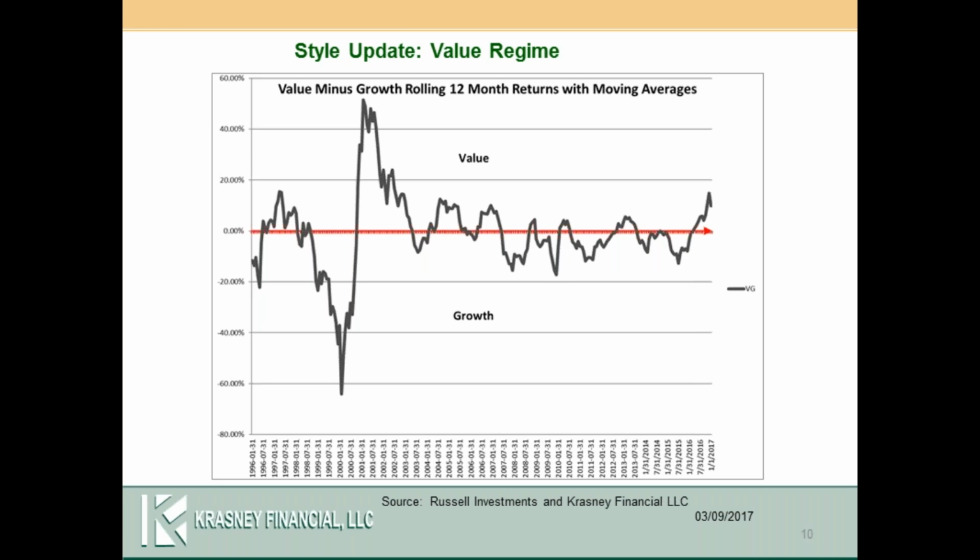These are our usual slides. On this slide, what we would like to point out is that the regimes are constantly changing and evolving. Here we're looking at the value-growth environment, the separation of the market into a value and growth category. When the graph line is above the red separation line, that's where value stocks outperform growth stocks, and vice versa. You can see that lately, we have been moving towards a value environment where value stocks outperform growth.